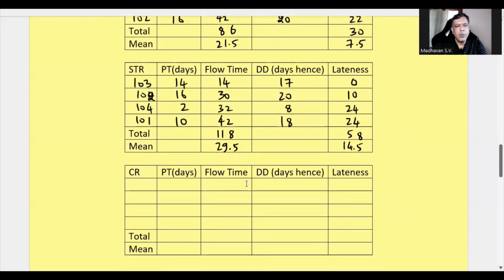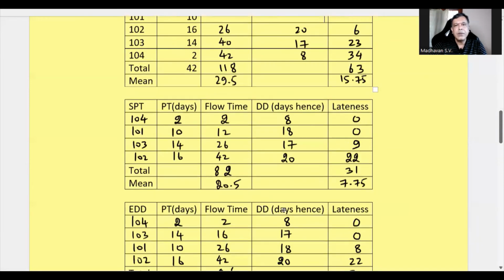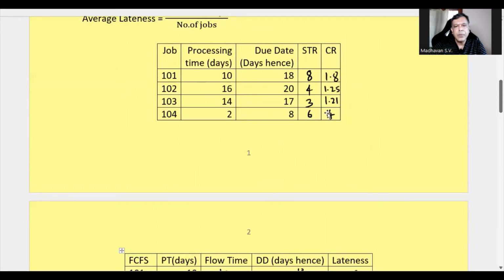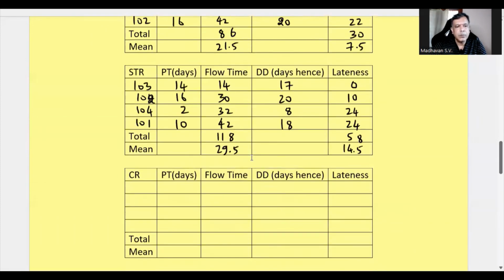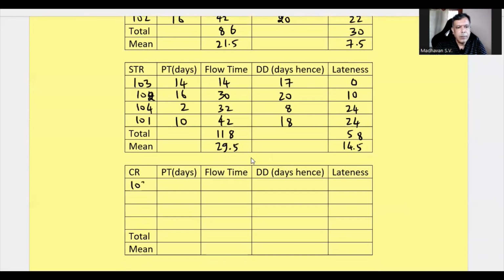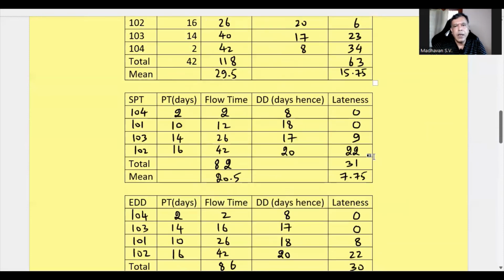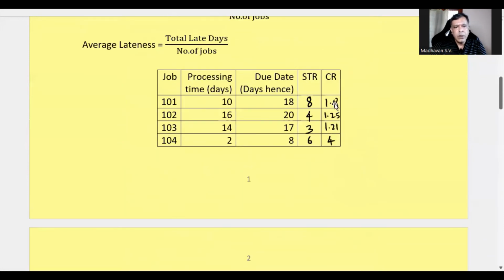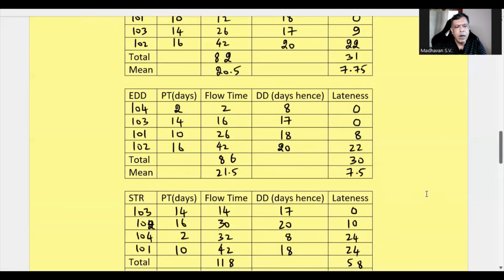Now the last priority rule is critical ratio. Least critical ratio will come first. That particular job will be executed first. So let us see the critical ratio. The least is 103 and then 102. And then we have 1.8, that is 101 and 104.